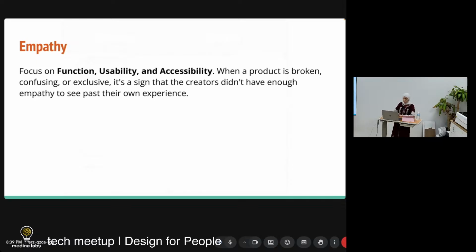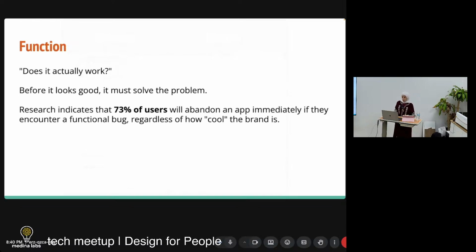Empathy means you need to focus on function, usability, and accessibility. When a product is broken, confusing, or exclusive, it's a sign that creators did not have enough empathy to see past their own experience. I'm going to talk about each one: function, usability, and accessibility. Function is, does it actually work? Does the product work for the users? Before it looks good, it must solve the problem. I'm not saying we don't need beautiful and good designs, but it must solve the problem first for the user.